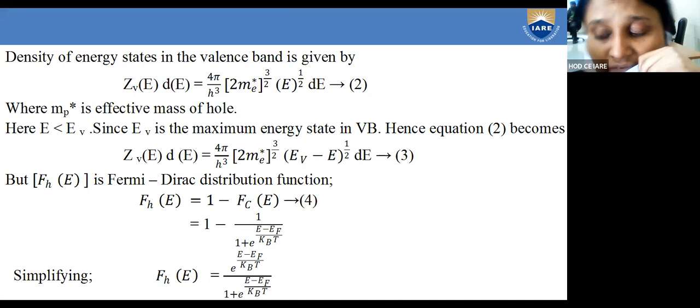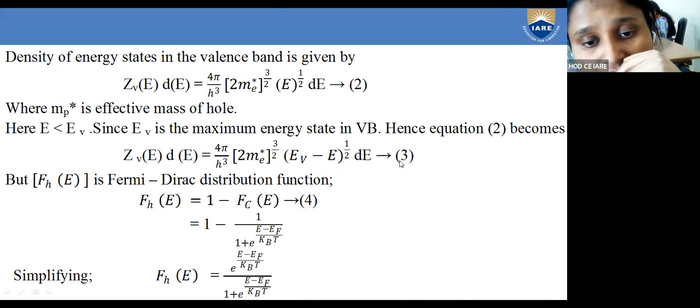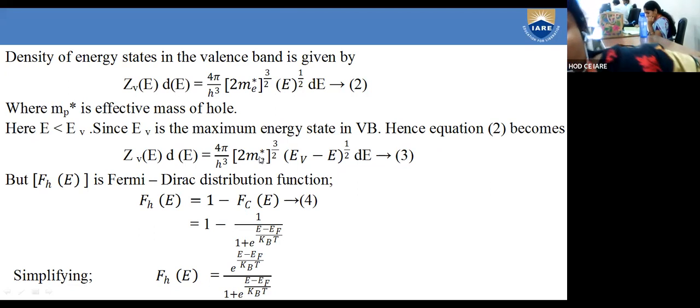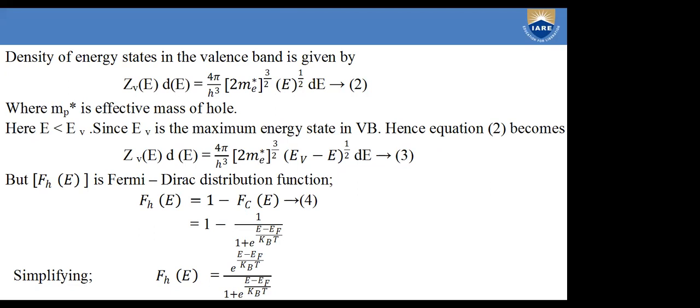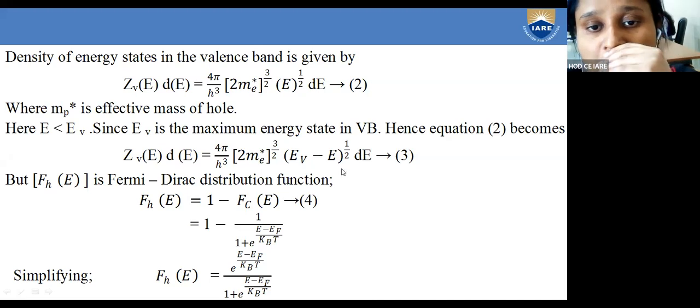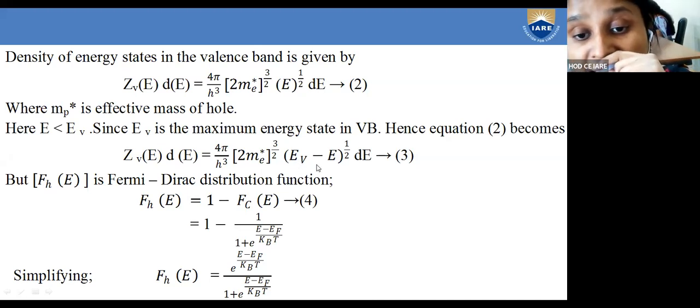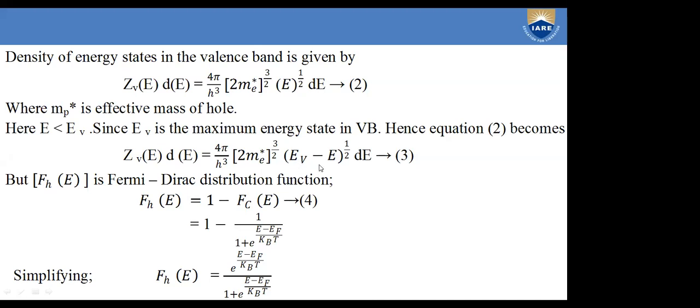What is the expression we have taken for density of energy states? In this PPT it is given as equation 3. And in place of m star you should have mh star, where mh star is the effective mass of hole. So Z of E is equal to 4 pi by h cube. And here in place of E, what are we taking? We are taking it as EV minus E.